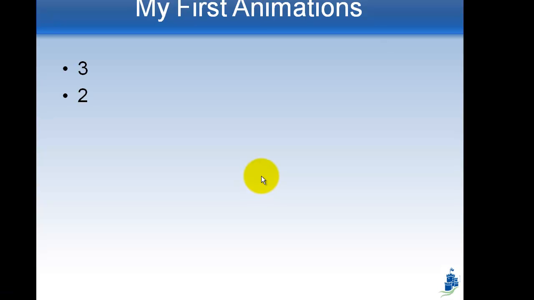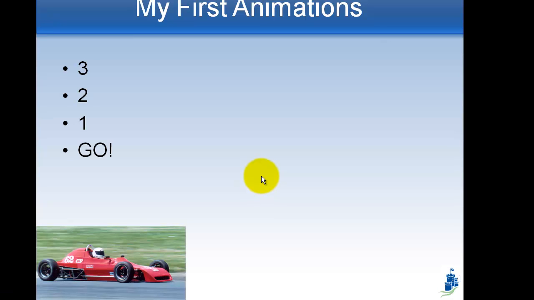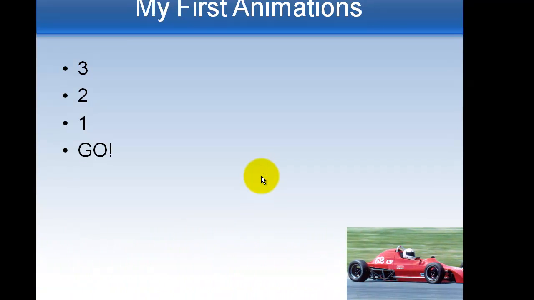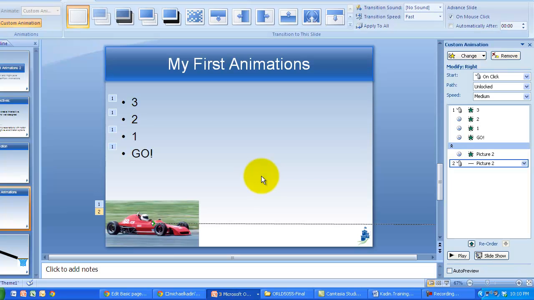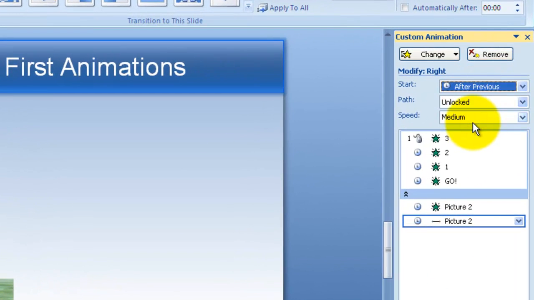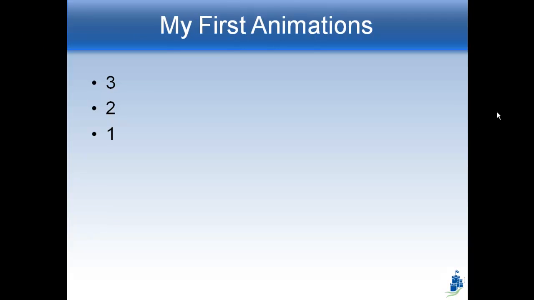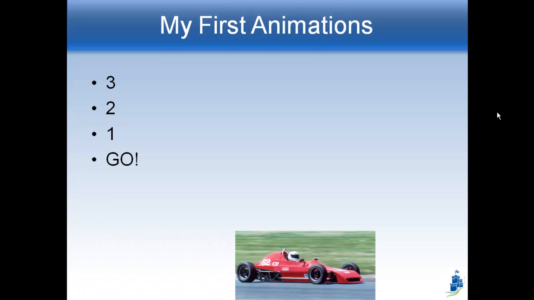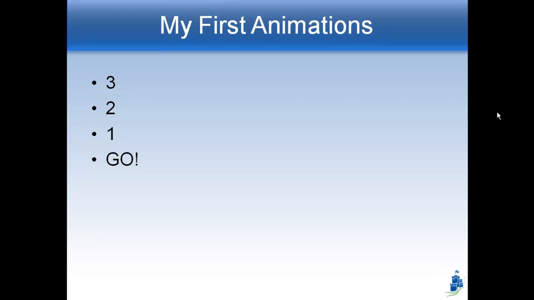Click, we get 3, 2, 1, go. And then if I click, off goes my car with the bomb. Now I had to click because I left that as on click right here. You can see the little mouse, and if I click it, it says on click. If I say after previous instead, then I can say 3, 2, 1, go, and off goes the car.